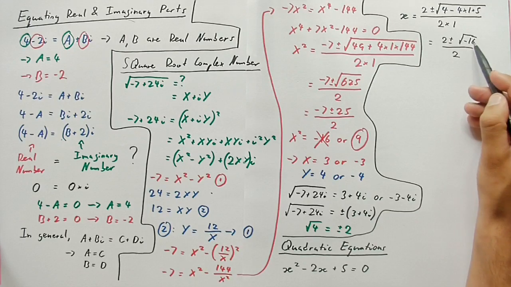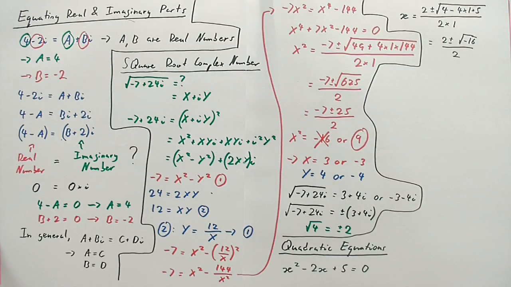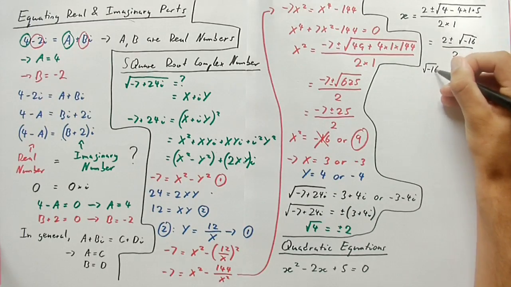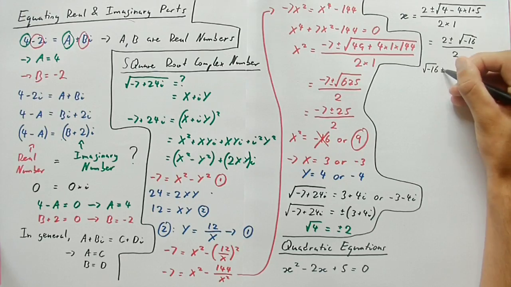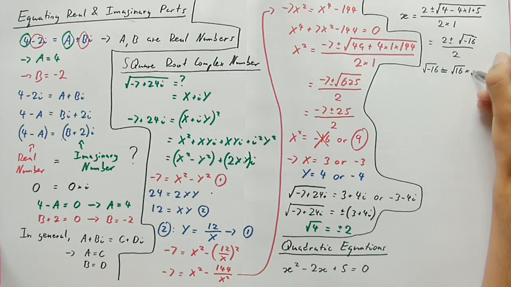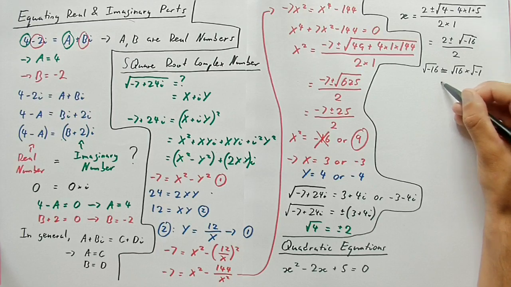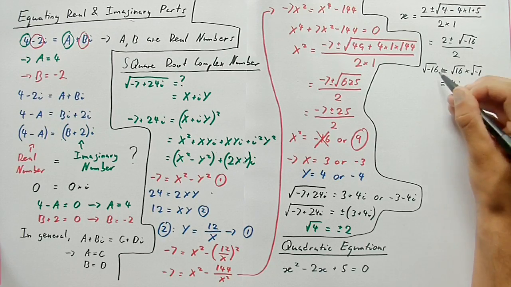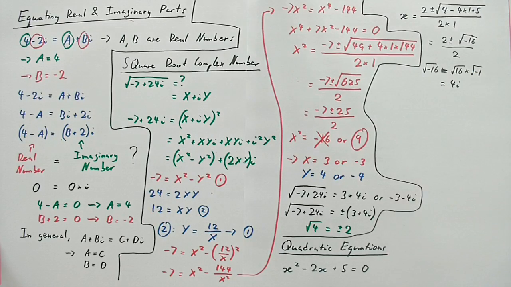So here we've got the square root of a negative number, but we want to change it into terms of i. So the way we do this is by noticing that the square root of negative 16 is equal to the square root of 16 times the square root of negative 1. And now the square root of 16 is of course 4, and the square root of negative 1 is just i. So this simplifies down to 4i.